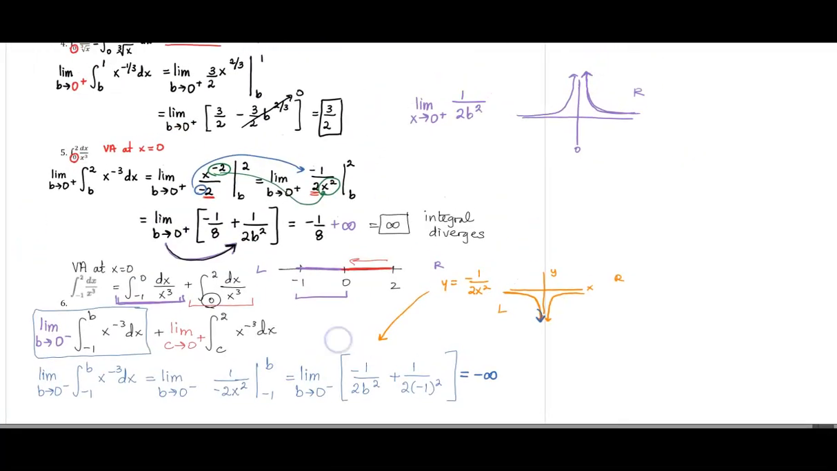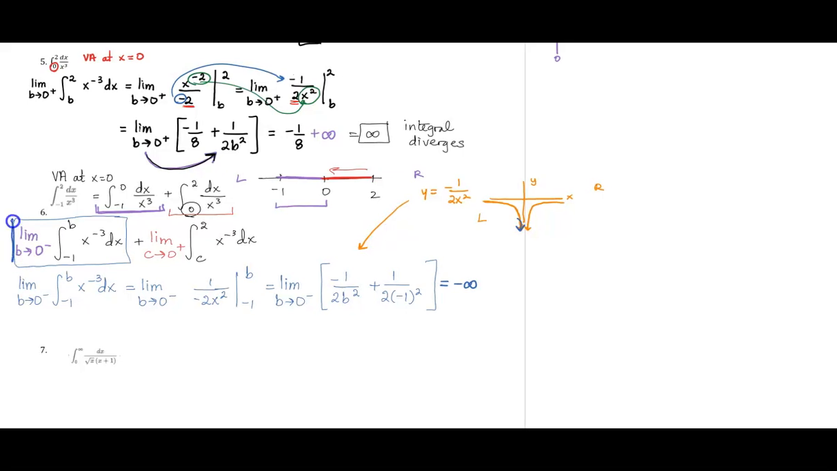So we've just said that this blue box right here, just this one integral, is -infinity. Well, if that's -infinity, then the entire integral diverges. It doesn't even matter what the second one equals. It cannot possibly mean that the sum of them will be a real number if the first one was negative infinity. So we can conclude that the integral diverges.